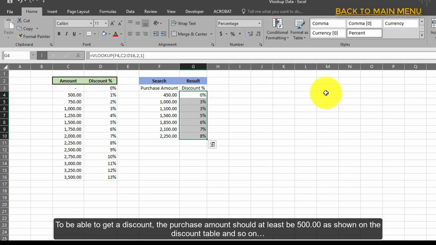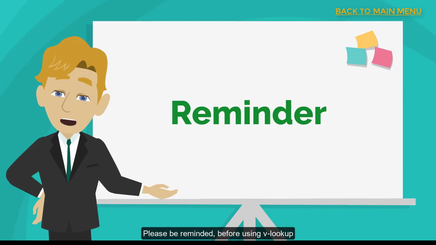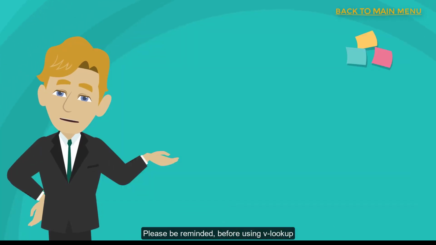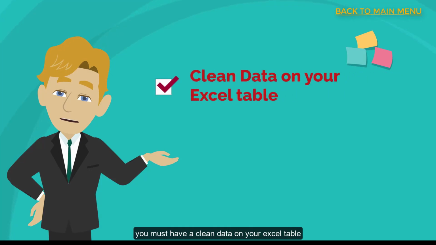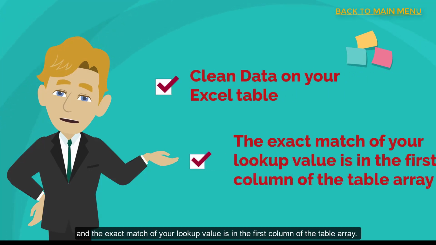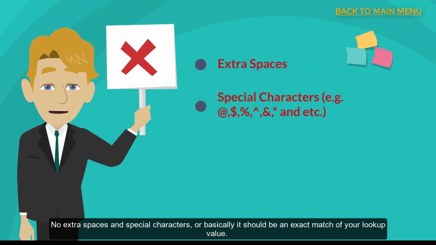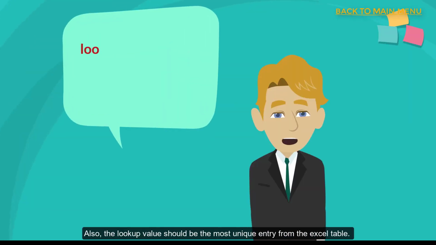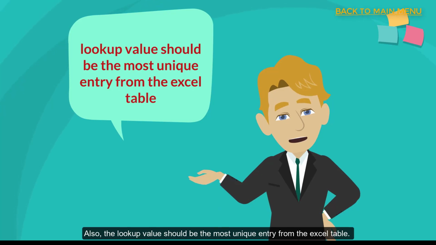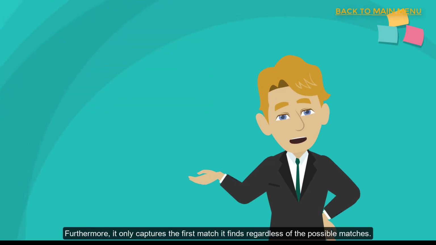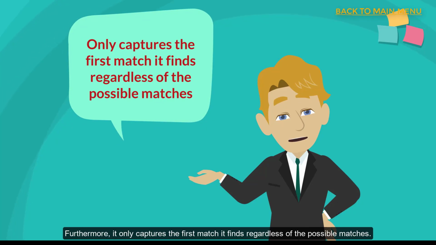To be able to get a discount, the purchase amount should be at least P500, as shown on the discount table and so on. Please be reminded, before using VLOOKUP, you must have clean data on your Excel table, and the exact match of your lookup value is in the first column of the table array. No extra spaces and special characters, or basically, it should be an exact match of your lookup value. Also, the lookup value should be the most unique entry from the Excel table. Furthermore, it only captures the first match it finds, regardless of the possible matches.